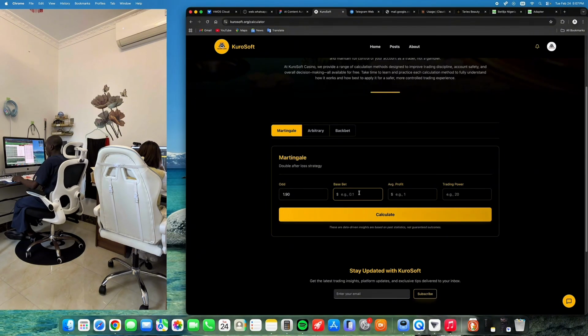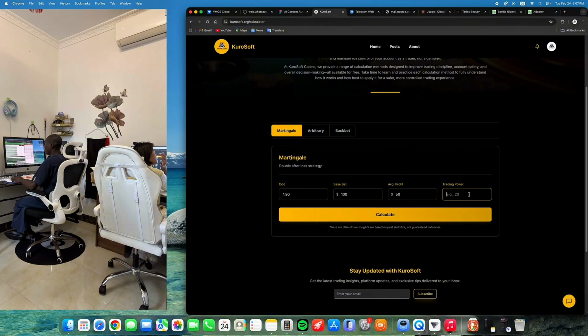Then the base bet amount, how much you want to start with. Let's say in my own case, for instance, I want to start with 100. Then the average profit I'm expecting, because it's a manual game, the lower the average profit, the lower the capital, and the higher the trading power can be. So you can put it at 50, or if you want higher or lower, you can put it that way. So I'll put it at 50.